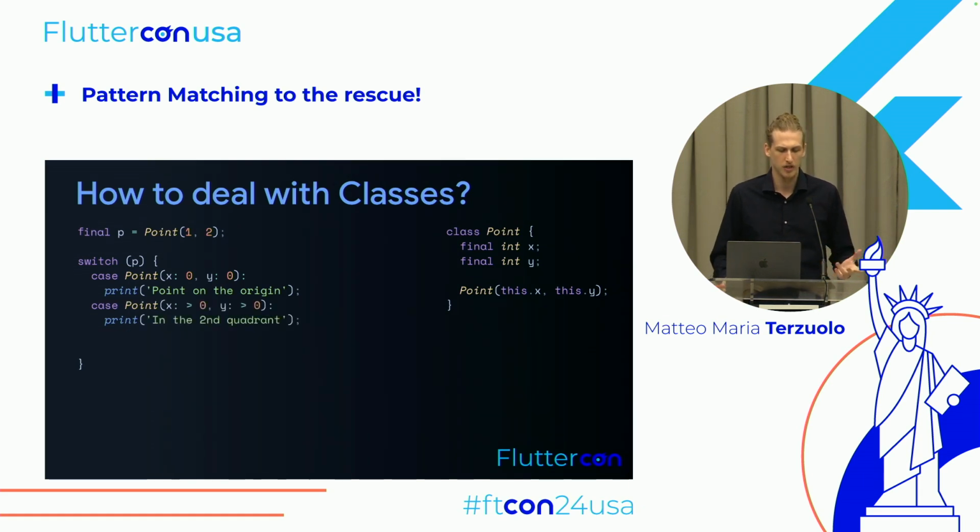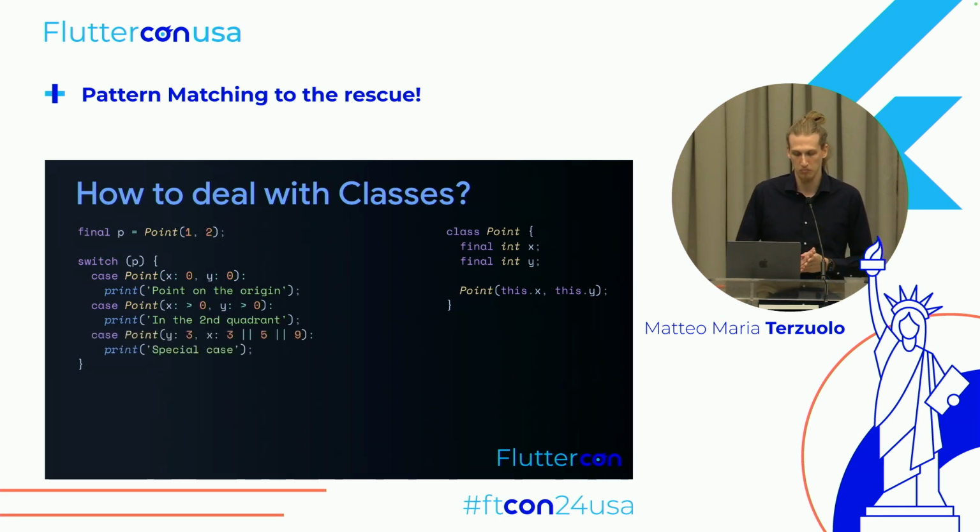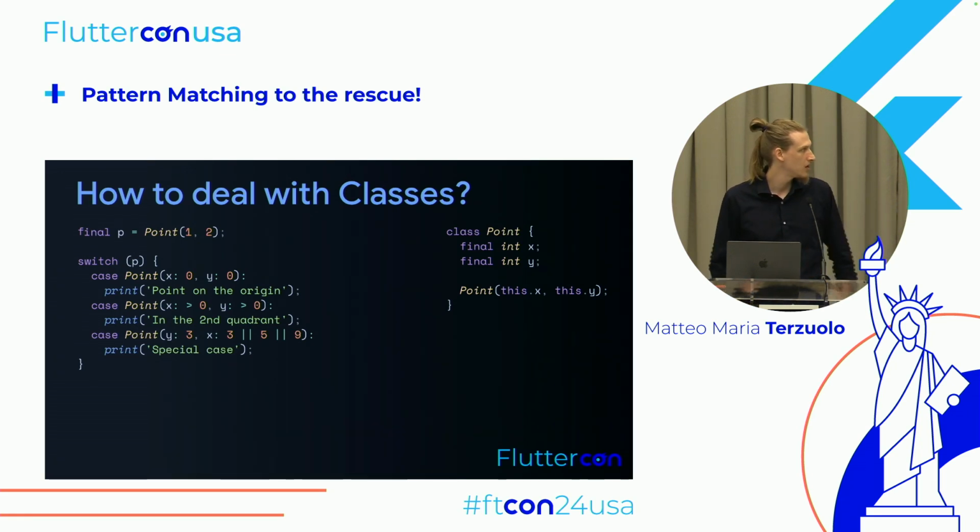And we can also check if it's greater than a value, less than a value, and so on. And we can also use Boolean operators on that. So for that special case, we want to check exactly if y is 3 and x can be 3, 5, or 9. Okay.